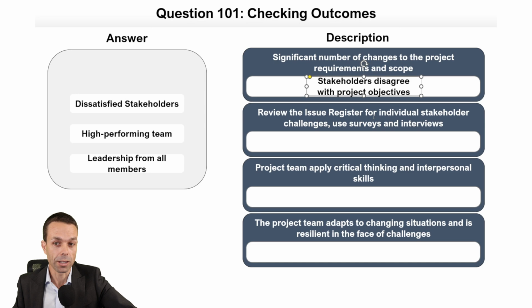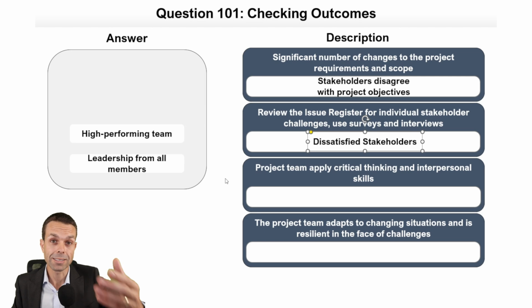Review the issue register for individual stakeholder challenges and use surveys and interviews. That's going to be dissatisfied stakeholders. And we want to look at the issue register because who's raising the most issues and who's raising the most risks to our project? They're possibly the most dissatisfied stakeholders, so we can start there. It's such a good way to do it.